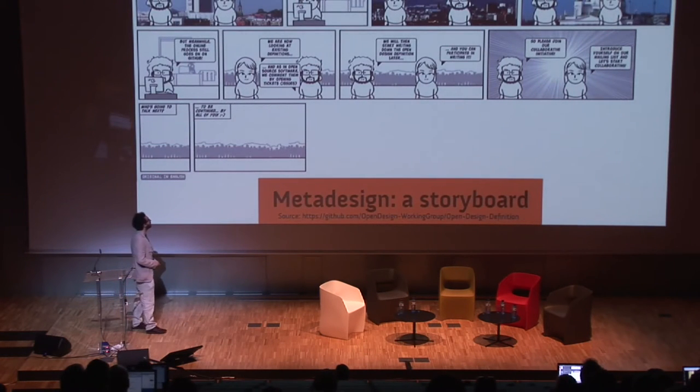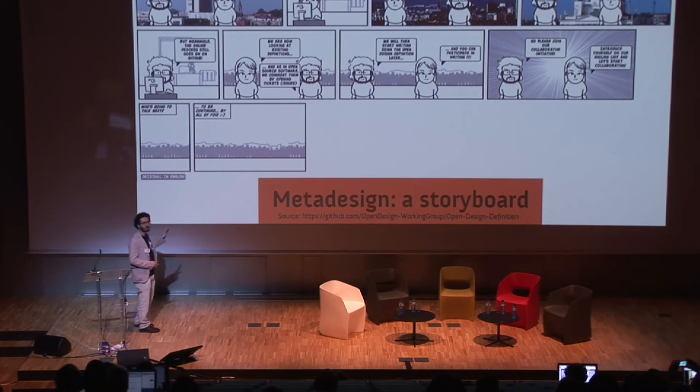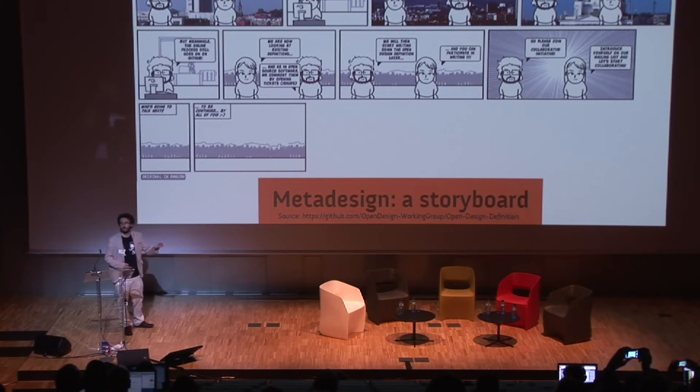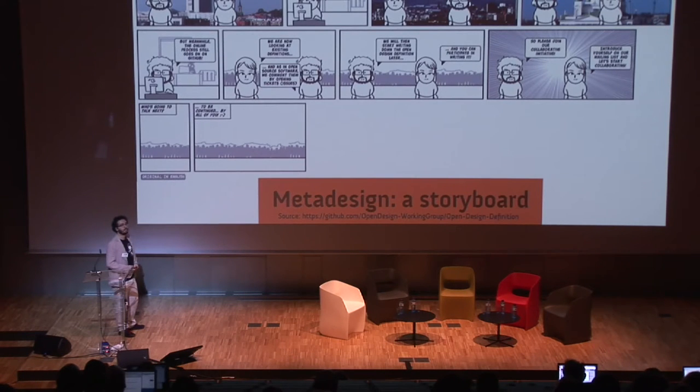Then I have some examples. So this is, for example, a storyboard, which is very common in service design. It explains how the open design definition works. An interesting thing of this is that this wasn't done by hand, but it was done by open source software that creates storyboards. So you can use also open source software in creating that. And then it's an easy way to explicitly showing and sharing the design process together.